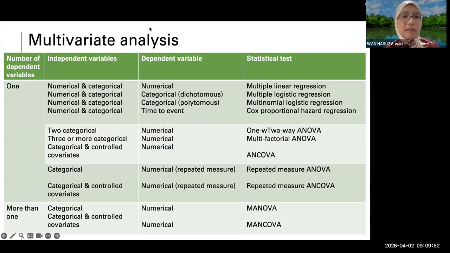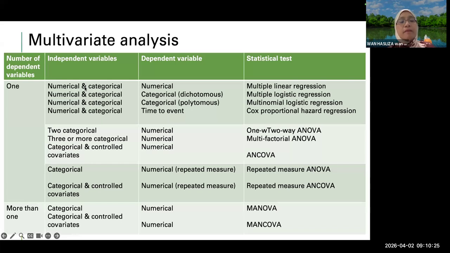What is multivariate? It means that we have many factors that we want to study at the same time. We look one by one. Number of dependent variables: do I have one or more than one? For example, the independent t-test previously only has one outcome. However, in multivariate, we still talk about one dependent, but the independent is more than one.